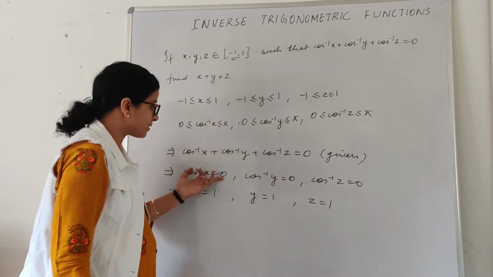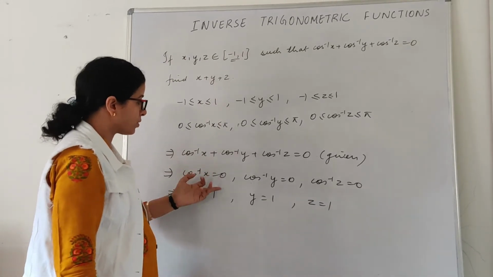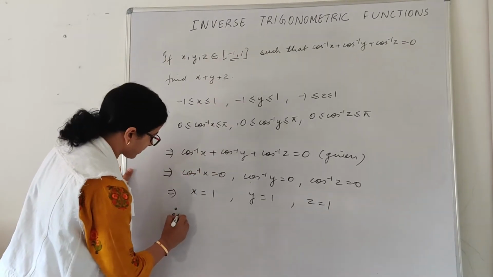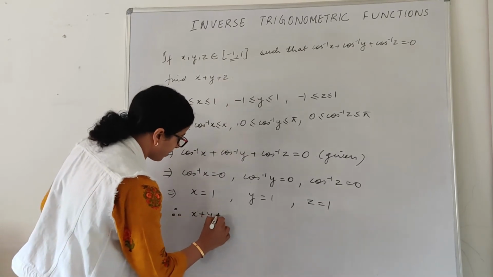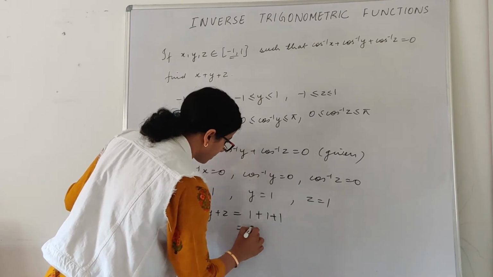When cos inverse x is equal to 0, what does it imply? That x is equal to 1. Cos 0 is 1, right? Hence x plus y plus z will be equal to 1 plus 1 plus 1, which is equal to 3.